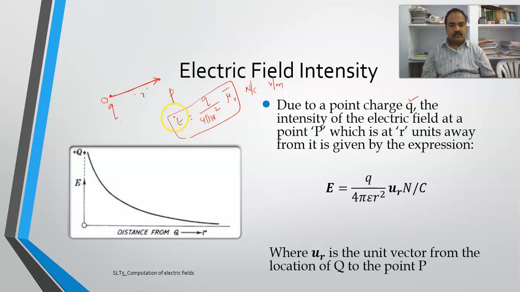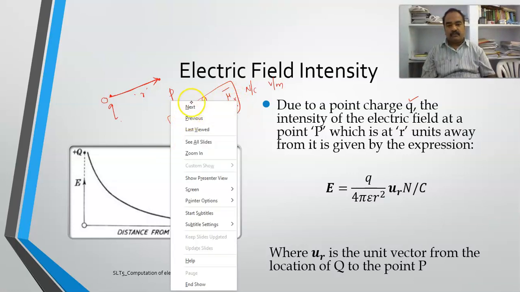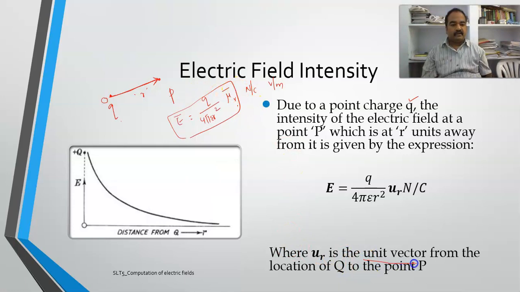E is equal to Q by 4 pi epsilon naught R square times UR, where UR, as I already said, is the unit vector from the location of Q to the point P.